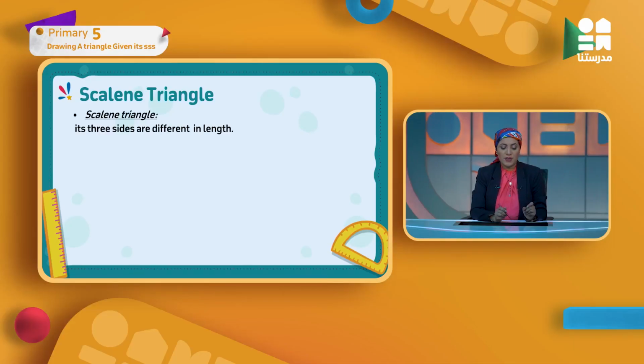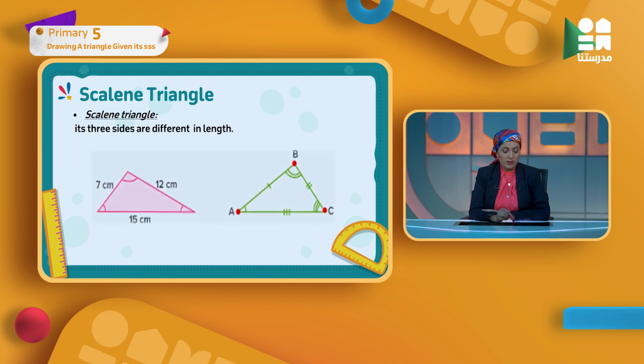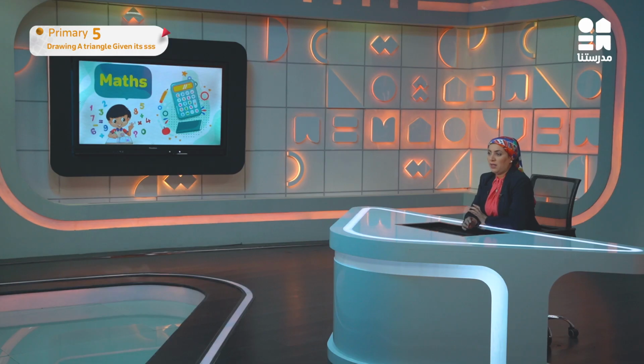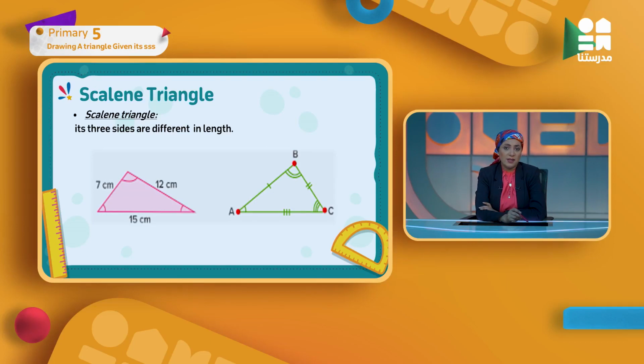Scalene triangle, its three sides are different in length. As you see in the example here, the first one, I have 7 centimeter, the other side 15 centimeter, then 12 centimeter. The three sides are completely different from each other. Same thing for the green triangle. The three sides are totally different. So since the three sides are different, this is called a scalene triangle.